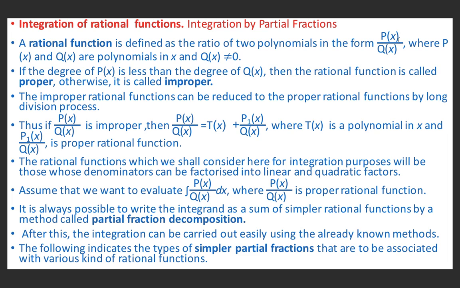However, every improper rational function can be reduced to a proper rational function by the long division process. We have studied how to divide a polynomial p(x) by a polynomial q(x) in our high school classes. So you use that method to reduce the given improper rational function to a proper rational function. Suppose p(x) upon q(x) is an improper rational function. Then we can write p(x) upon q(x) equal to t(x) plus p1(x) upon q(x), where t(x) is also a polynomial in x and p1(x) upon q(x) is a proper rational function.